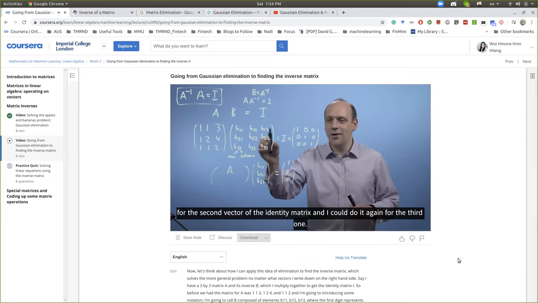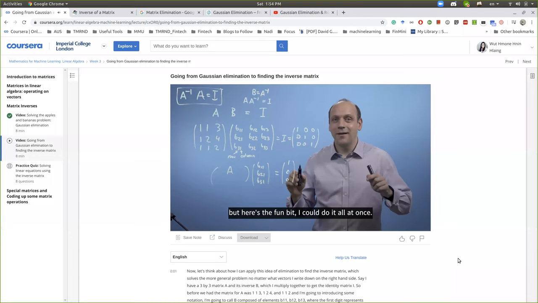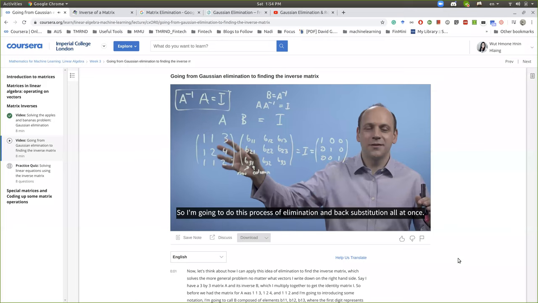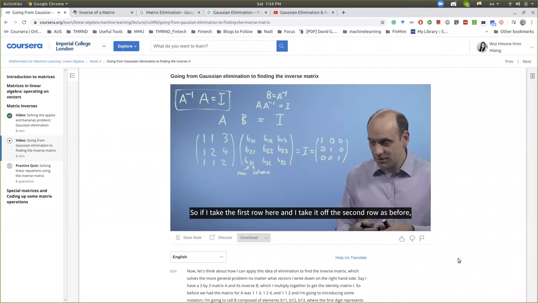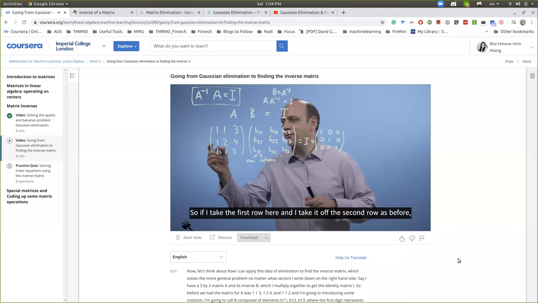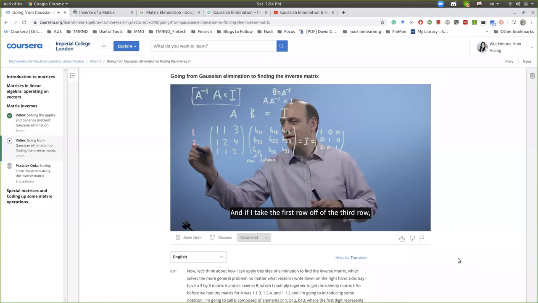But here's the fun bit, I could do it all at once. So I'm going to do this process of elimination and back substitution all at once. I'm going to do it for all the columns on the right-hand side simultaneously. So if I take the first row here, and I take it off the second row, as before, I'm going to get rid of this one. If I take the first row off of the third row, I'm going to get rid of both this one and this one.